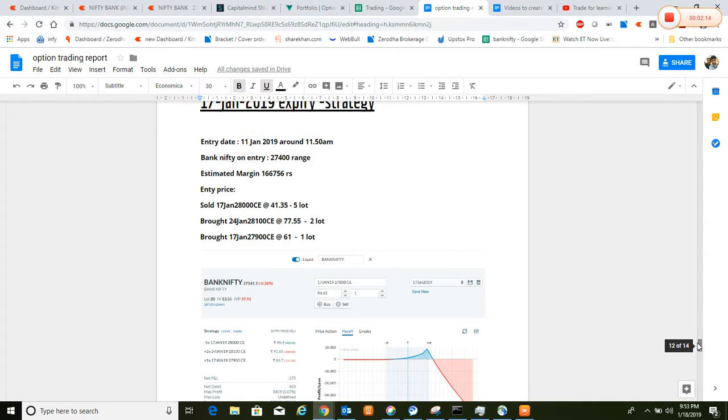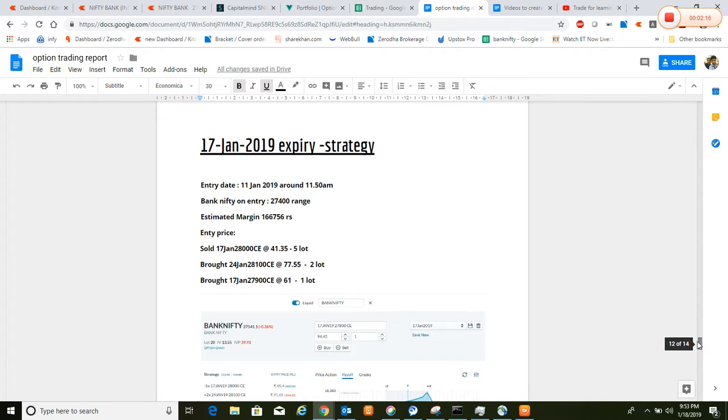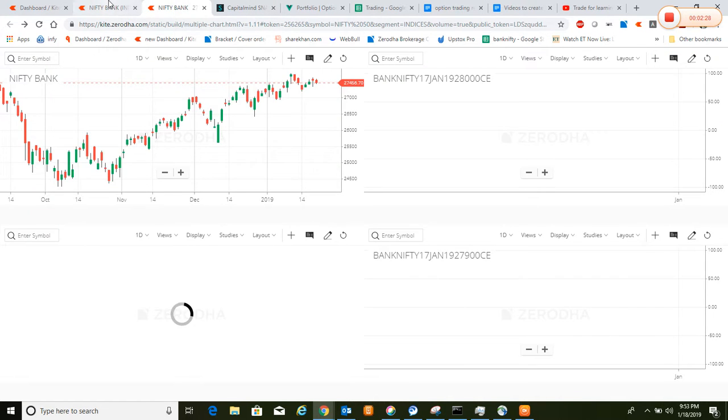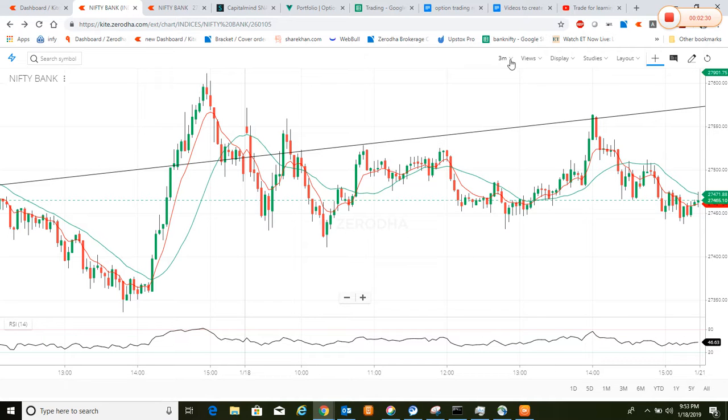Let's move on to the 17 Jan 2019 expiry strategy that we have built. According to the strategy, the entry date was 11th Jan 19 around 11:50 a.m. and Bank Nifty was trading around 27,400. This is the Bank Nifty chart.